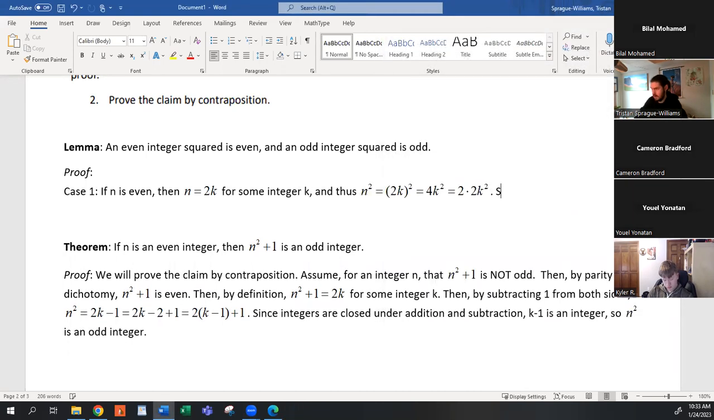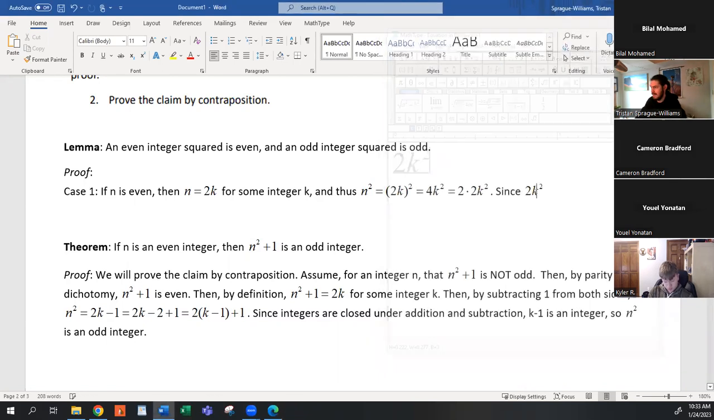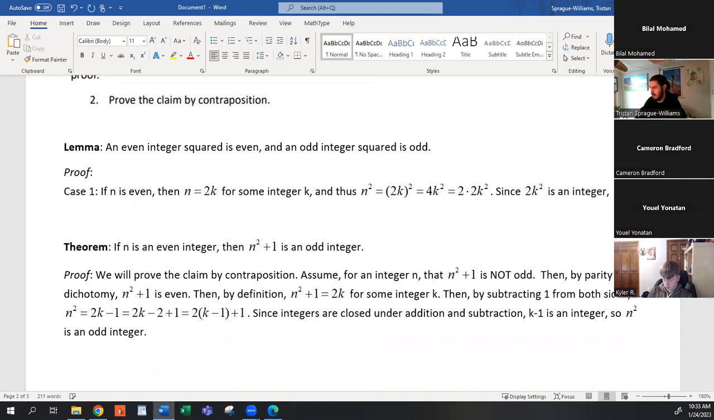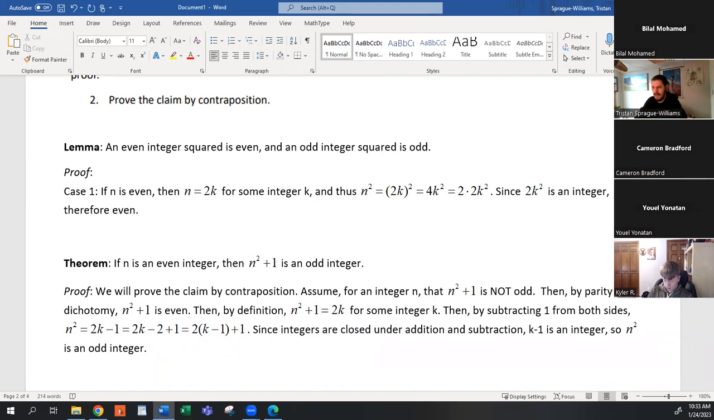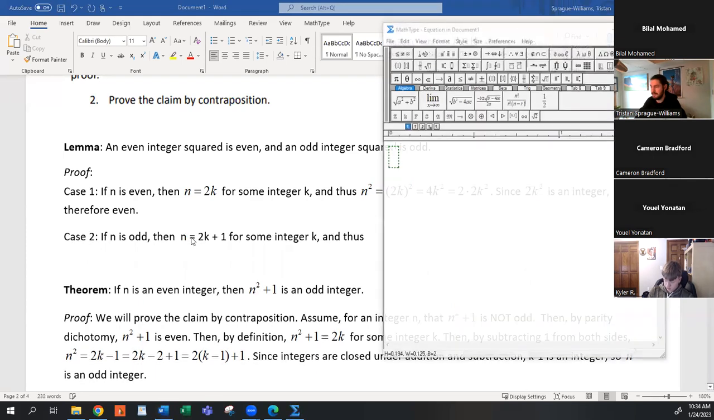Like before, since that 2k squared is an integer, n squared is therefore even. And then we do case 2. If n is odd, then n is 2k plus 1 for some integer k, and thus we can do the same thing.